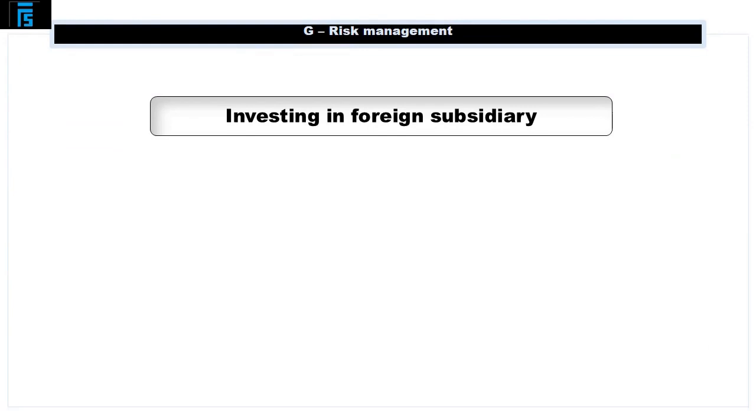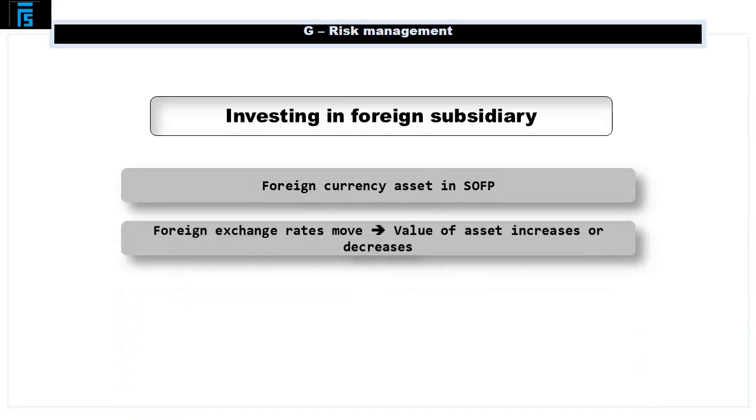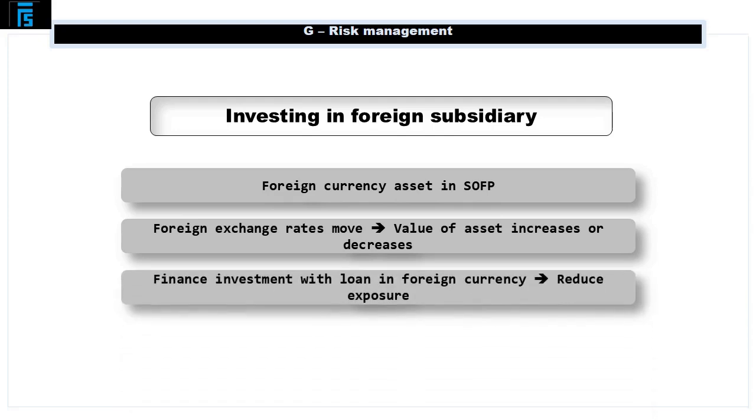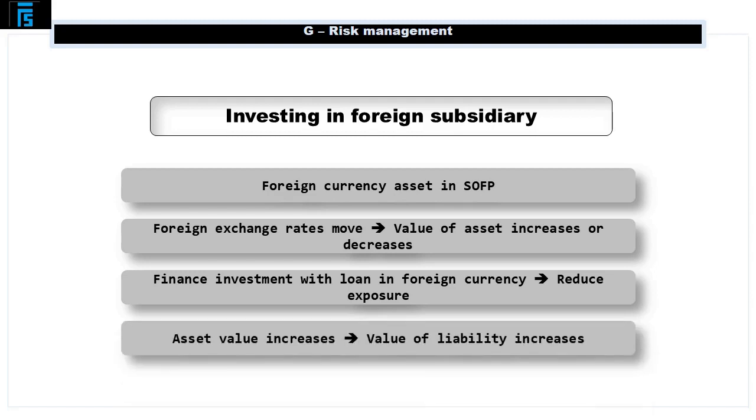Last but not least, something a little different. Suppose we invest in a foreign subsidiary. This means we'll have a foreign currency asset on our statement of financial position. As foreign exchange rates move, the value of this asset will increase or decrease due to movement in that spot rate. If we finance this investment with a loan also denominated in that foreign currency, this will cushion our exposure. As the value of the asset increases, so will the value of the liability, and similar for a decrease.